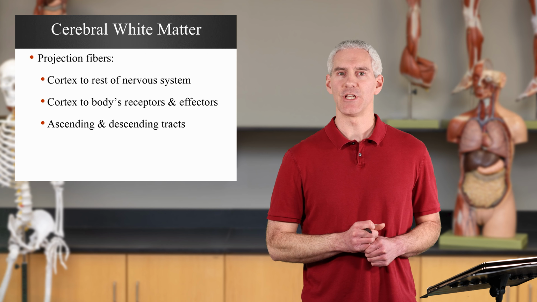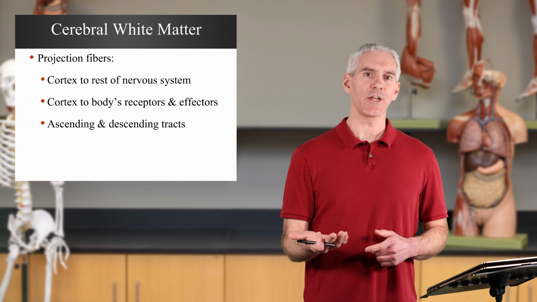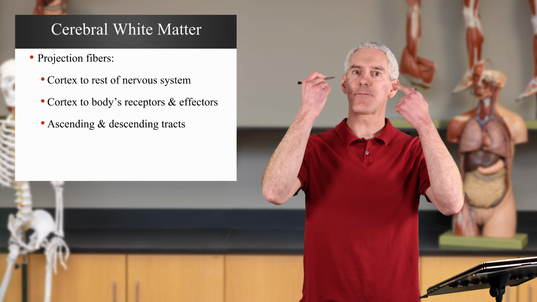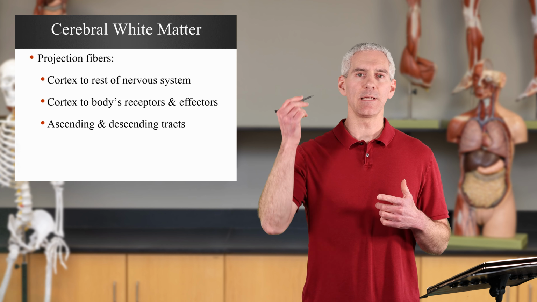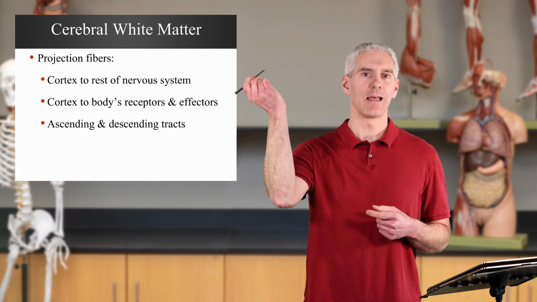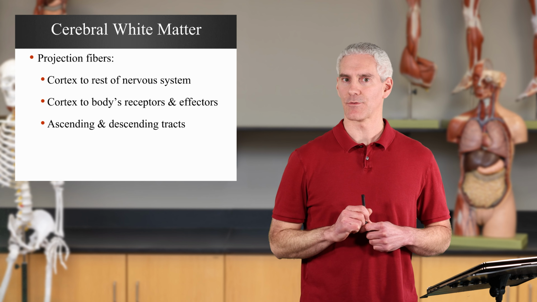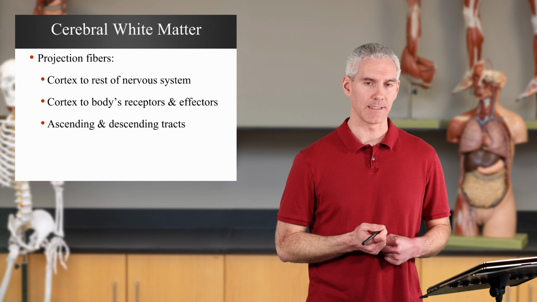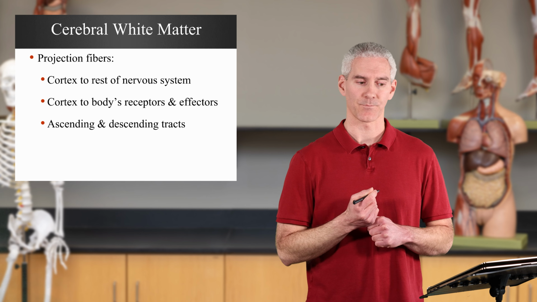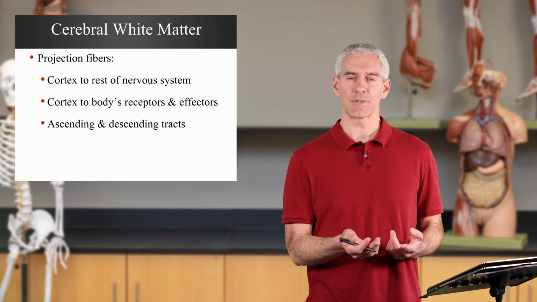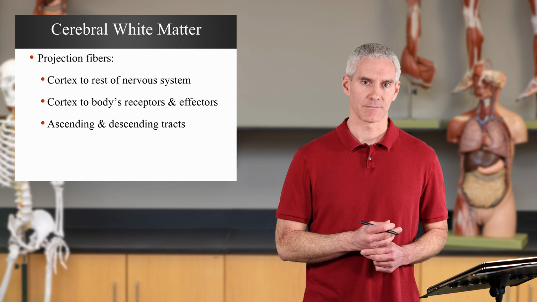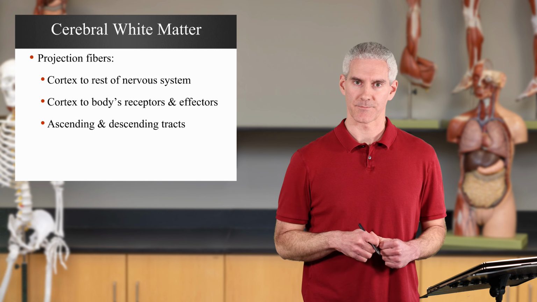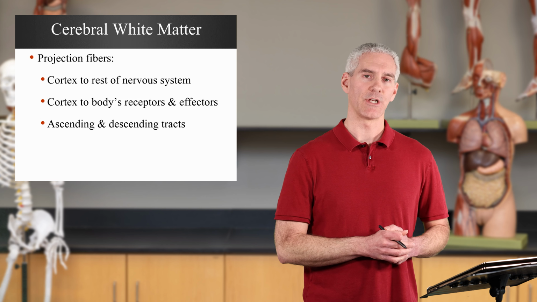Then we have projection fibers. Projection fibers are projecting from the brain out. They're going to be taking information from the brain, heading down the brainstem, down the spinal cord. So projection fibers are leaving the brain and then coming into the brain. So it's connecting the body's receptors and effectors, basically putting all the pieces together. These are the projection fibers.